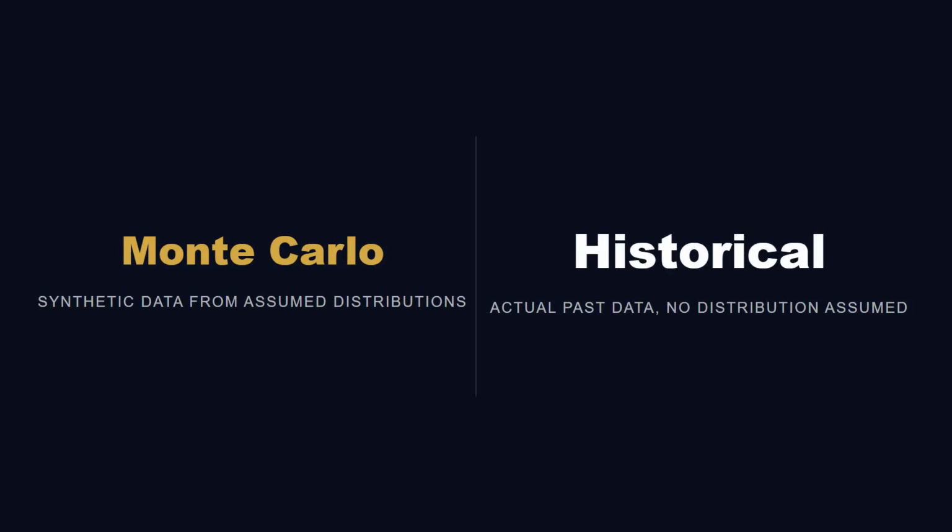Monte Carlo versus historical simulation. Monte Carlo generates synthetic data from assumed distributions. It can model scenarios that have never happened before. Historical simulation uses actual past data. It assumes the future will look like the past.